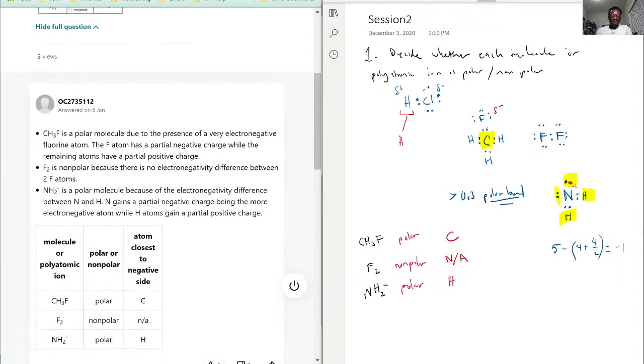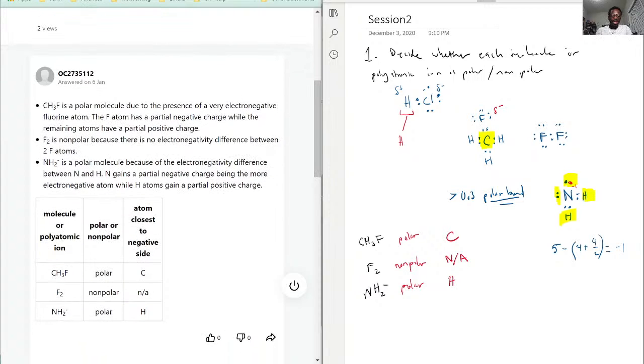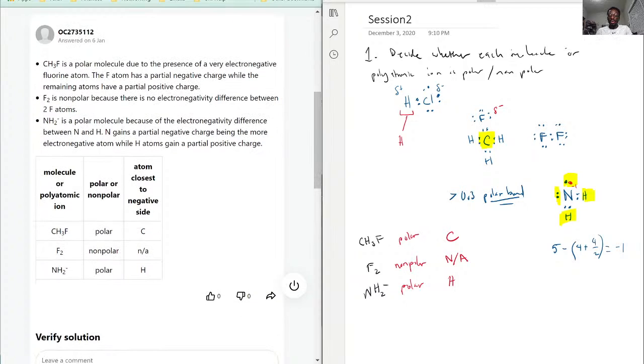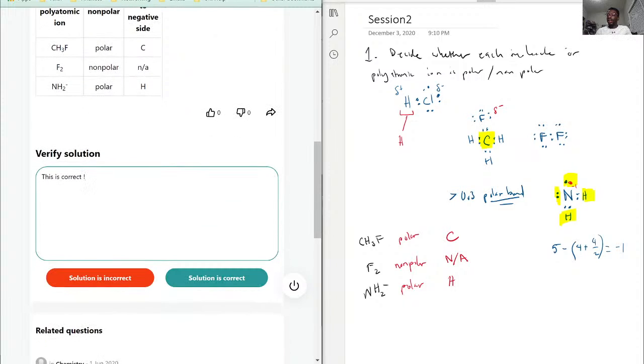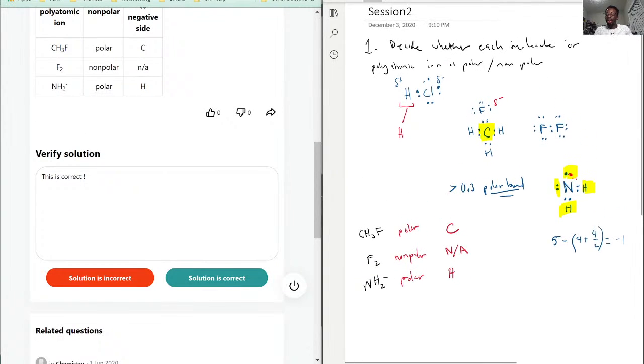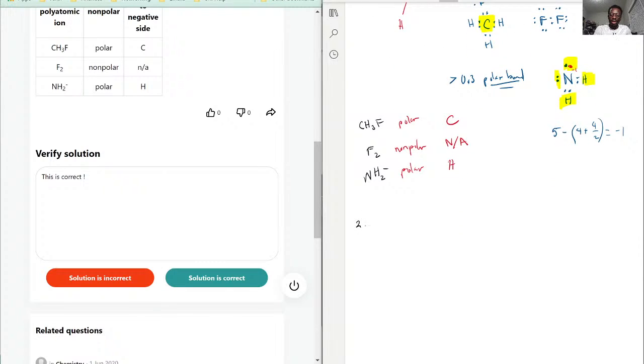Let's see how we did. Yep, CH3F is polar, and the closest one is a carbon. F2 is nonpolar and not applicable, and NH2 minus is polar and it's a hydrogen that's the closest part. So this is correct. Hopefully we were able to break down this question sufficiently, and if you had any parts of pause, you can always go back and play it again just to see how we were able to get to this answer. With that being said, let's move on now to question number 2.